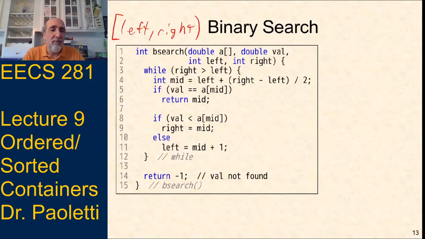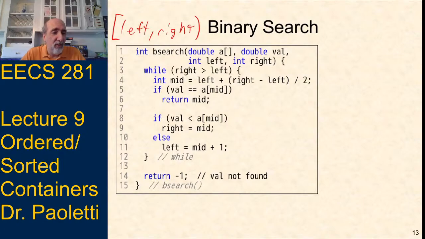Okay, so I find out the midpoint, and then we say, hey, I want to get excited. If I found what I was looking for, that's great. I return mid. So I check for equality first. I say, if this is the value I'm looking for, I'm done. If I didn't return, we could have put an else if here, but we didn't need to because the return statement ended the whole function.